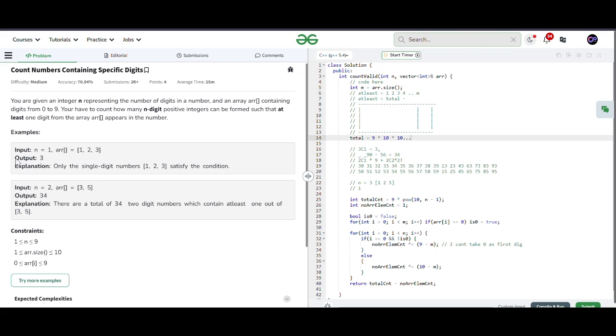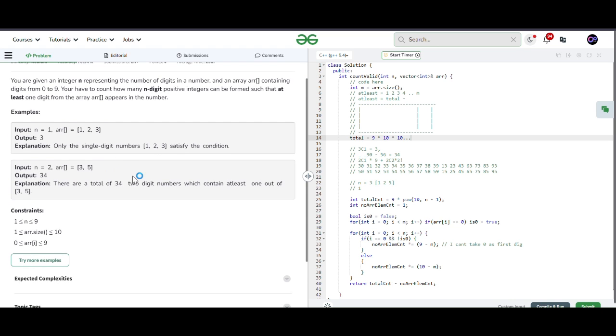Like for this case, we have n equals 1, so we have to generate one digit numbers, right? And at least one of the numbers which are present in the array should be in the answer. So let's suppose I take one. It would be the only digit in the number, because we have to generate just a one digit number. So I can take one, I can take two, I can take three. All these three numbers can be taken separately to make three unique numbers, and those will be the answers, right?